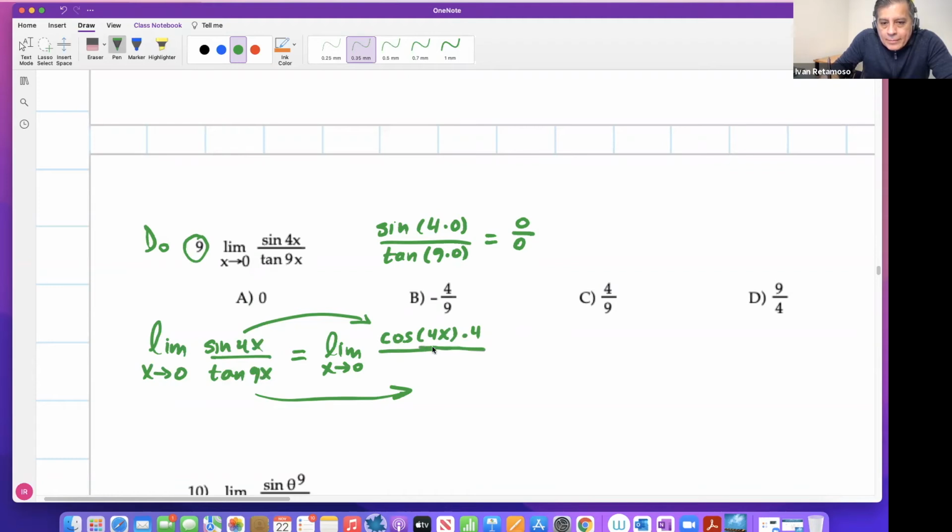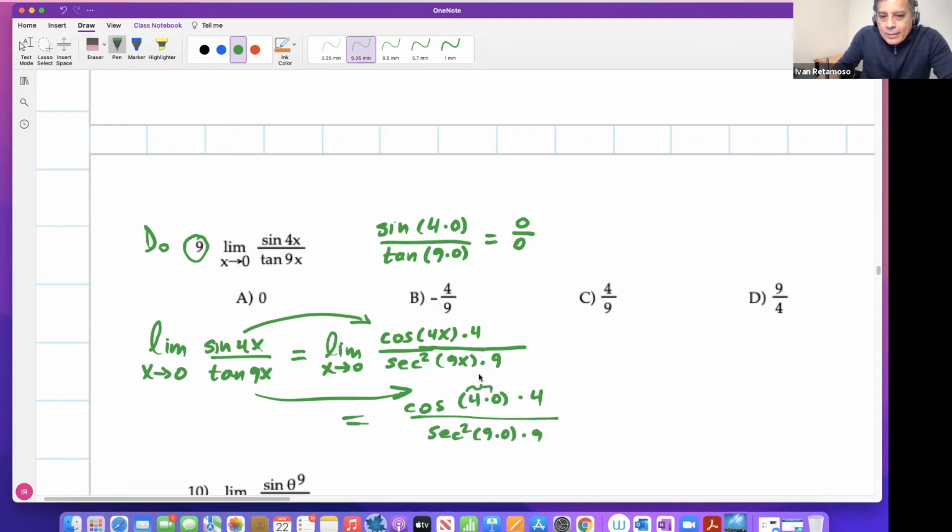What is that? Derivative of tangent is secant squared, right? Secant squared of 9x times the derivative of the inside function, 9. Now, L'Hopital says try again. If we try the direct evaluation again, now substituting x for 0, we get cosine of 4 times 0, all multiplied by 4. Then secant squared of 9 times 0 times 9.